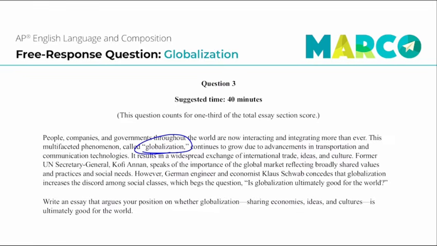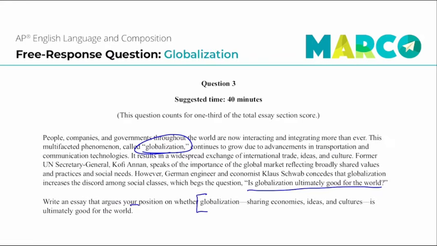Former UN Secretary General Kofi Annan speaks of the importance of the global market, reflecting broadly shared values and practices and social needs. However, German engineer and economist Klaus Schwab concedes that globalization increases the discord among social classes, which begs the question, is globalization ultimately good for the world?